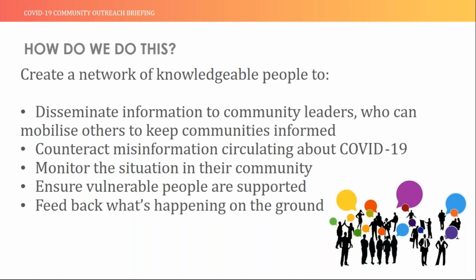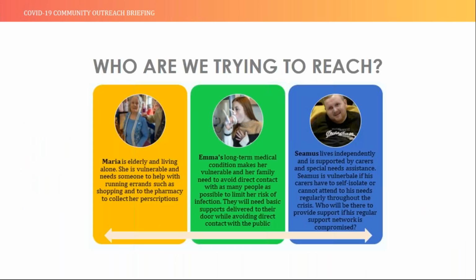Okay. So just moving on now to have a look in a bit more detail at who we're trying to reach. You'll see there are 3 different types of profiles here. We have Maria in the first box. She's elderly and living alone. She's vulnerable and needs support every day with general tasks like going to the shops for her groceries or collecting her prescriptions from the pharmacy.